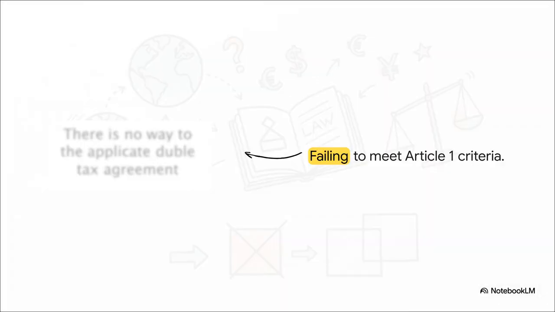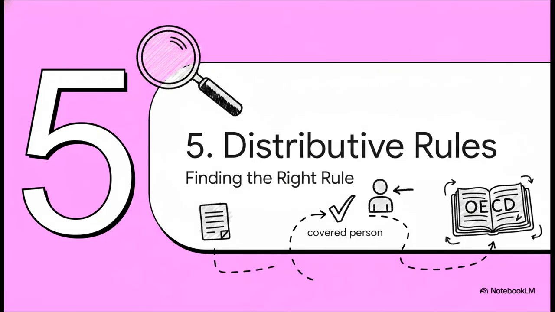So what happens if they aren't a resident? Well, the answer is no. And this leads us straight into the exact same phrasing as our very first dead end. There is simply no way to apply the double tax agreement. Failing that Article 1 residency test immediately throws you right back out into the cold with overlapping national laws. Part 5. Finding distributive rules.